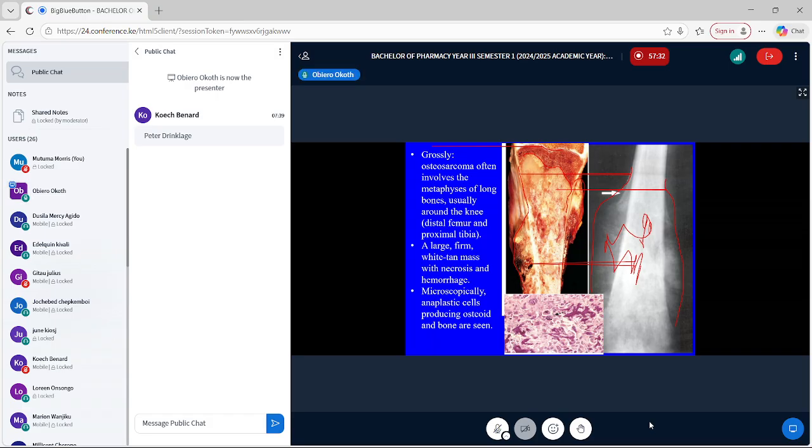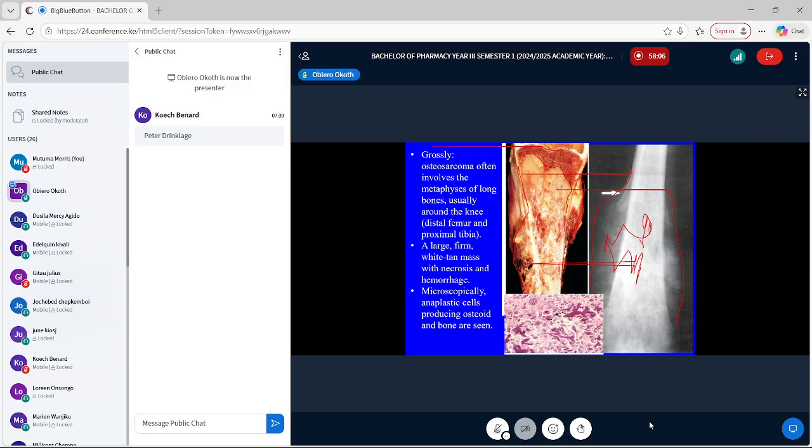It involves the long bones, usually around the knee, the distal femur and the proximal tibia. Microscopically, plastic cells producing osteoid is malignant. It's a sarcoma that's producing osteoid. Doesn't matter where we find it, even if we find it in the brain, a sarcoma producing osteoid is osteosarcoma anywhere in the body.